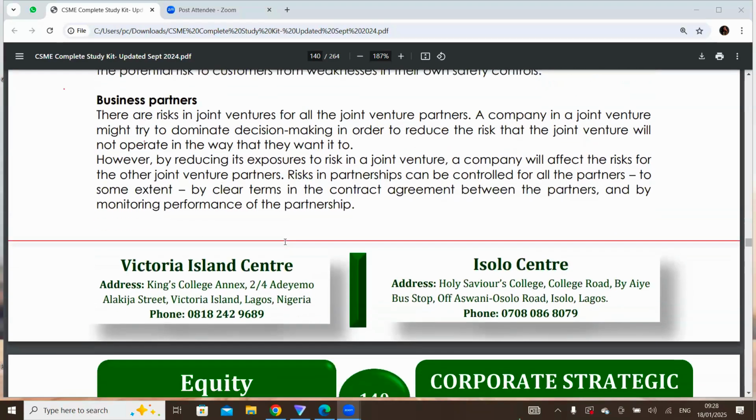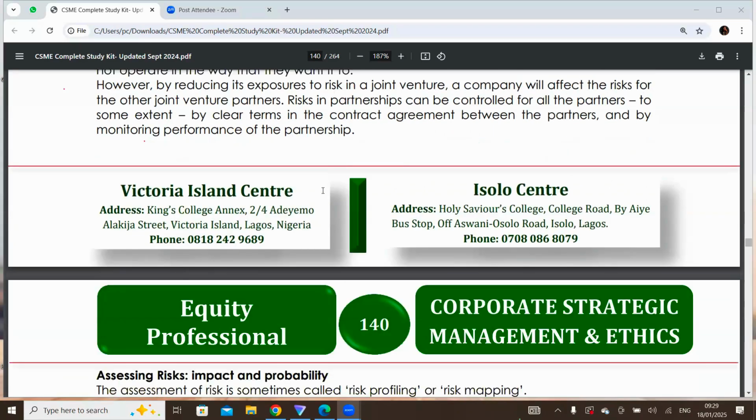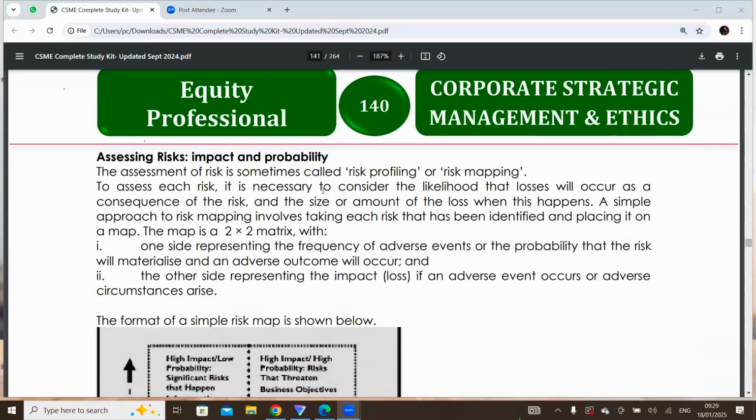Then we have business partners. These are like joint ventures. And what is the risk? The risk is basically them losing their investments, right? Losing their investments to some certain extent.